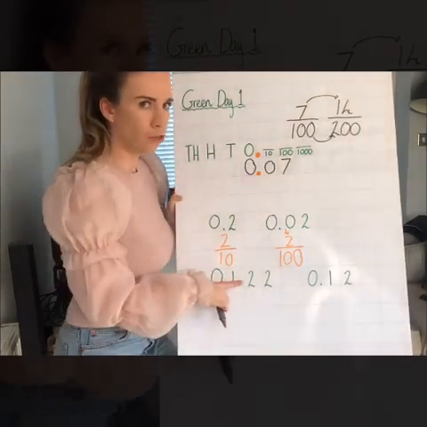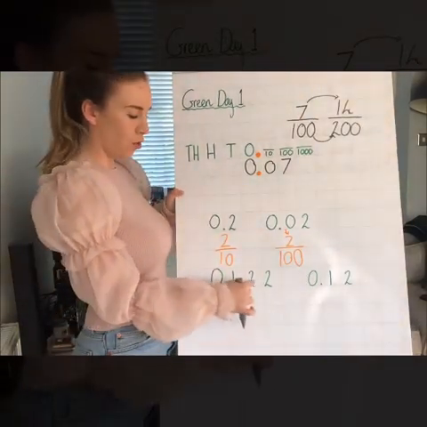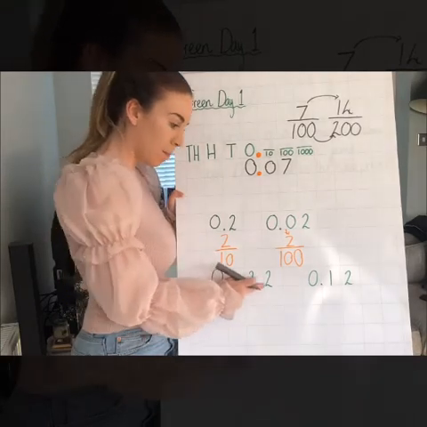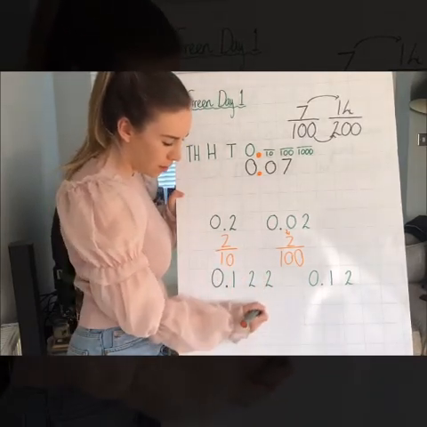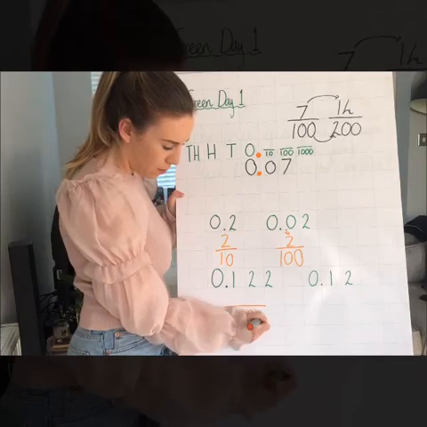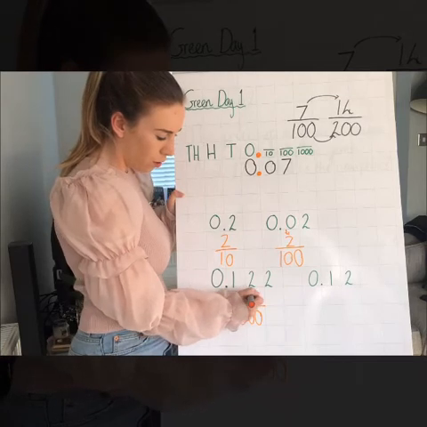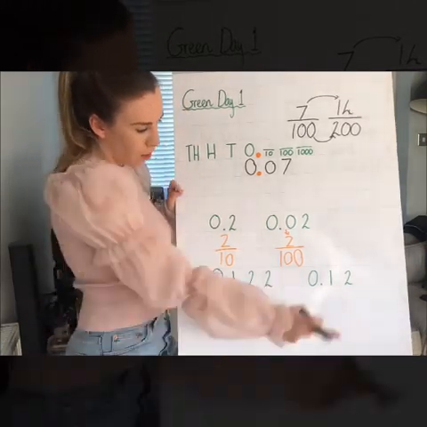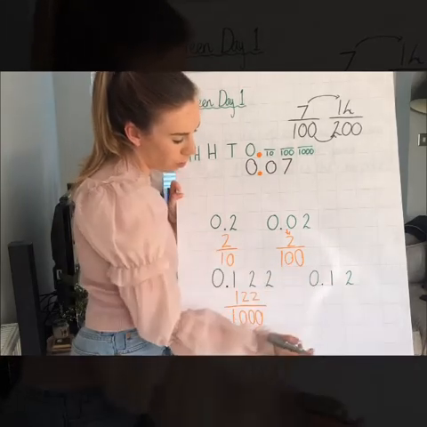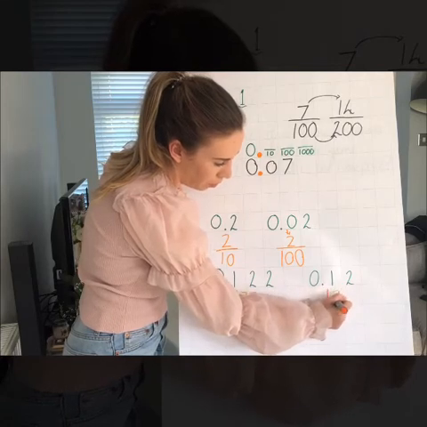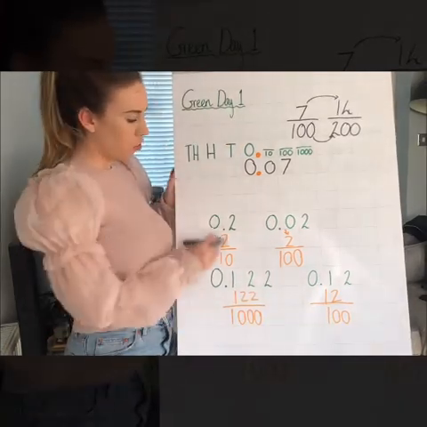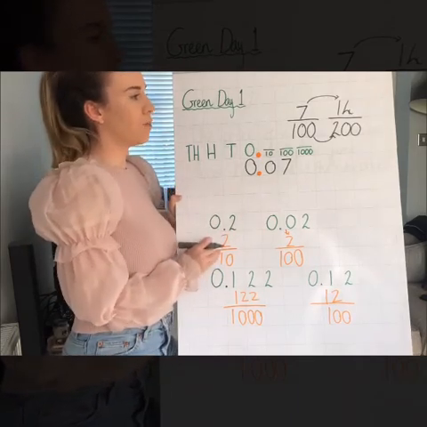Okay, so we don't have 122 hundredths. I've got 0.122. So, because I've got my tenths, I've got hundredths, I'm now into my thousandths. So if I've got into my thousandths, then my denominator is going to be my thousandths. So I'm just going to pop 1, 2, 2 over the top. Next one, I've got 1 tenth, I've got 2 hundredths, so in total I have 12 over 100. Okay, so that's just a recap on how to write decimal numbers as fractions.